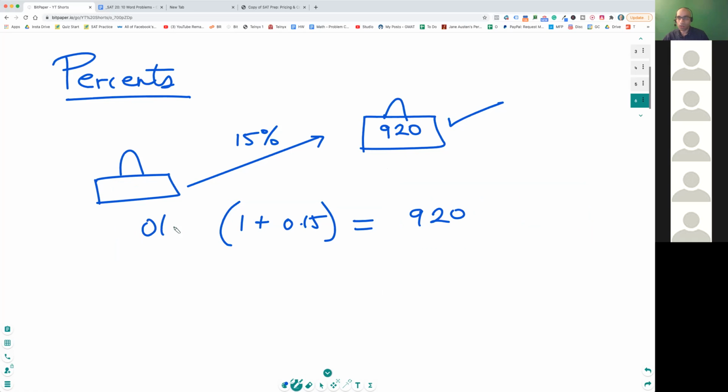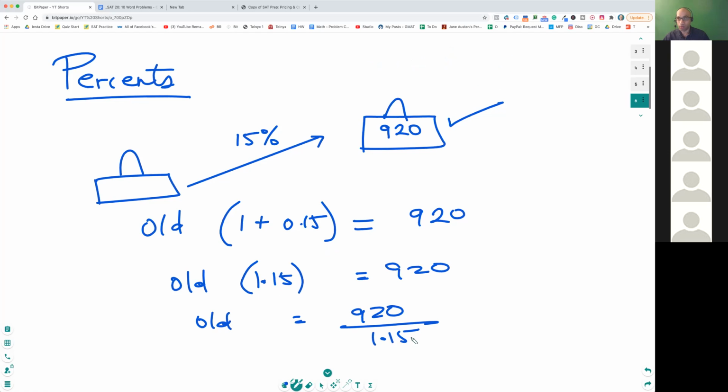So the old price. What's the old price here? Remember, you cannot do 920 times 1 minus 0.15. That's wrong. What you should do is this: old times 1.15 is 920. So now the old is going to be 920 divided by 1.15.